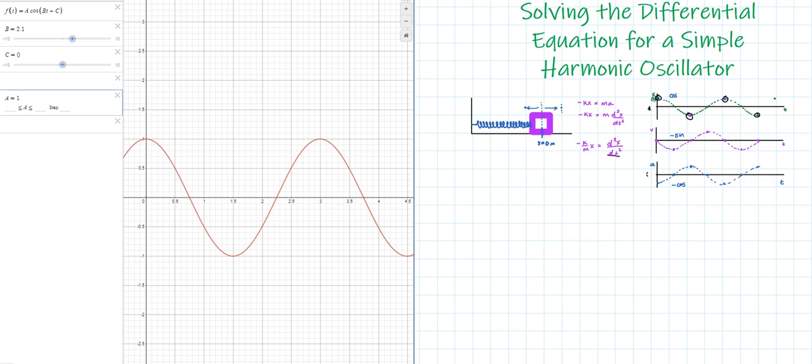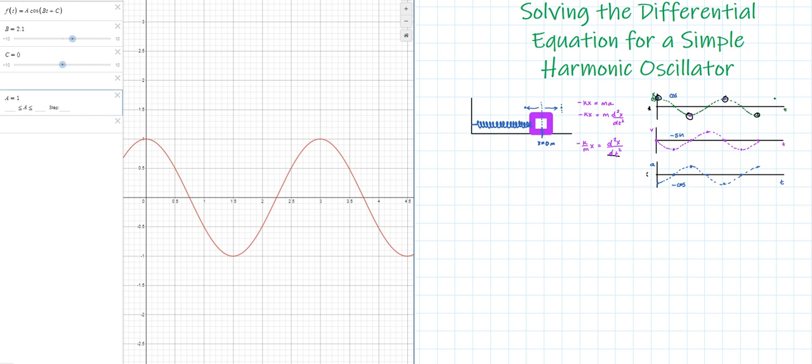Welcome to this video on solving the differential equation for a simple harmonic oscillator. In this video we're going to take a look at where we left off in the last video, where we had set up the differential equation and come up with a general solution, and now we're going to be more specific about what that general solution might include. If you haven't checked that one out, go ahead and do so so you know what's going on.